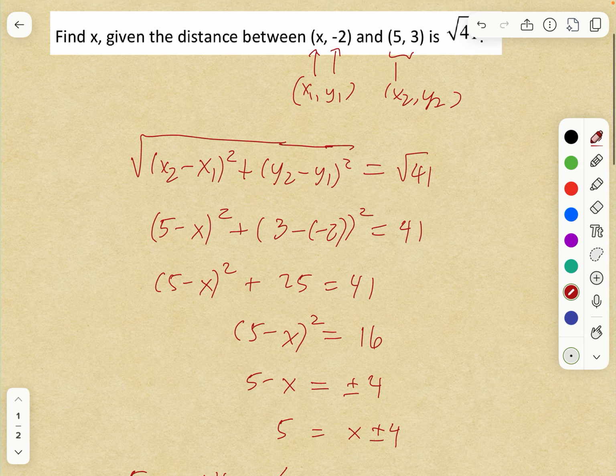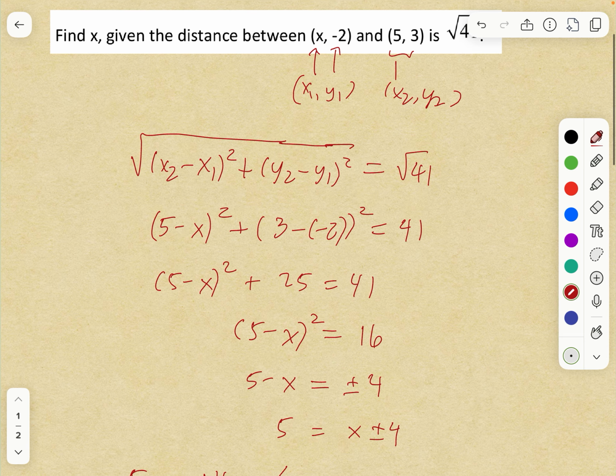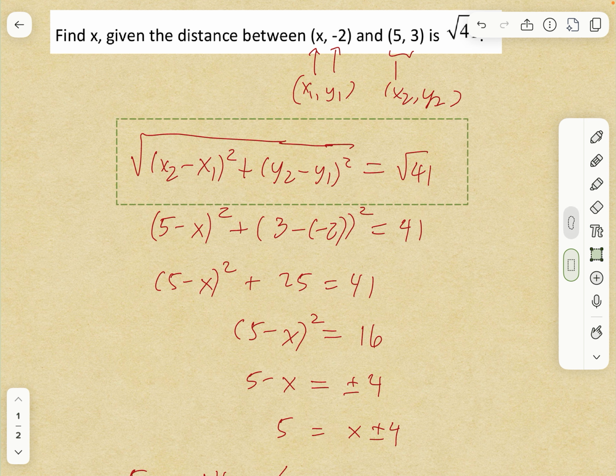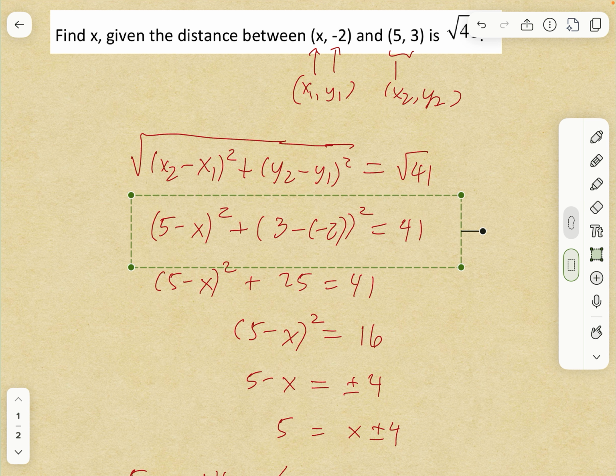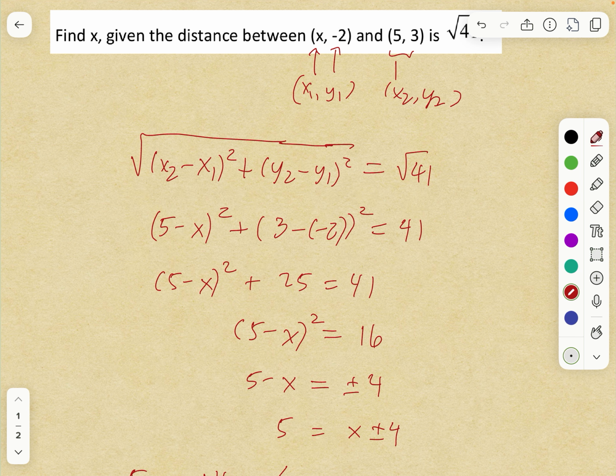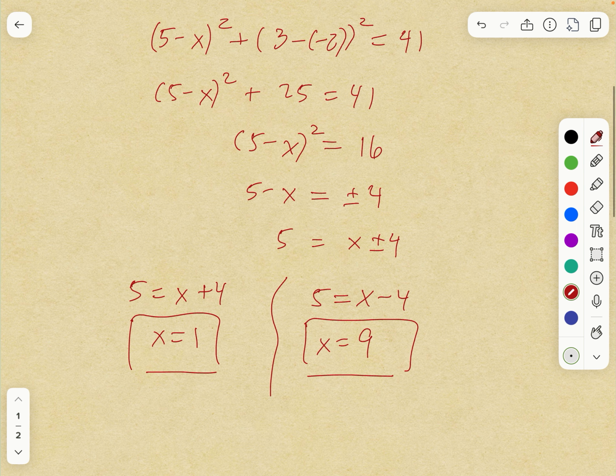And let's check that they work. Both of these will work if you plug them into the original equation. So our 2 values of x are 1 and 9.